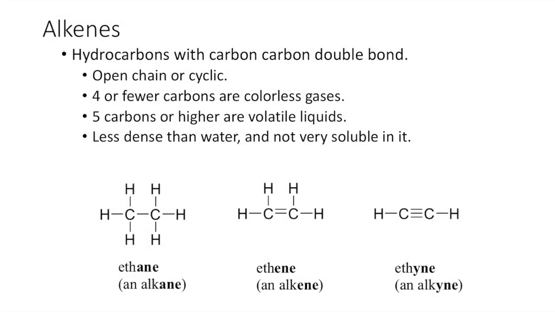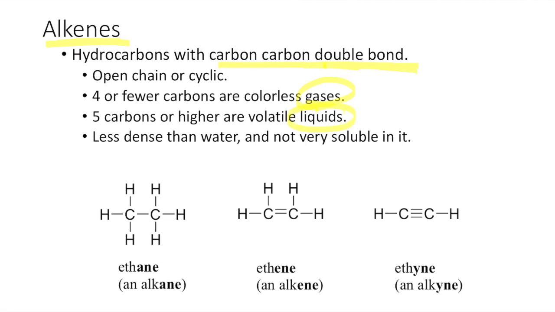So I'd like to move away from alkanes to finally talk to you about alkenes. Remember, alkenes are hydrocarbons with at least one carbon to carbon double bond. They can be open chain or cyclic, like alkanes. Four or fewer are gases, and five or higher are liquids.